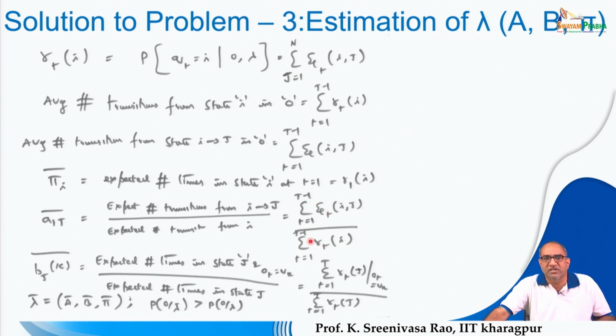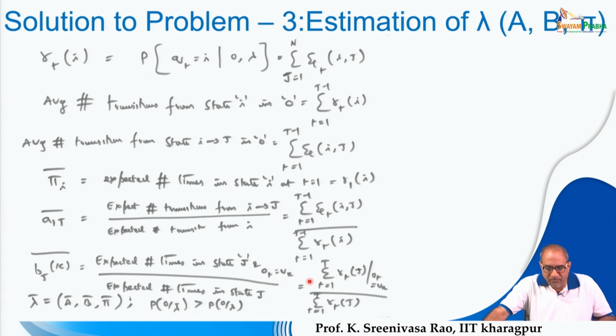So, by this fraction you can compute all the Aij's. Likewise, Bj(k) cap is nothing but the symbol probability, that is, the probability that the system is in state j having the symbol Vk. So, you can compute the expected number of times the system is in state j and Ot equals Vk. Ot means the observation happens to be a particular symbol.